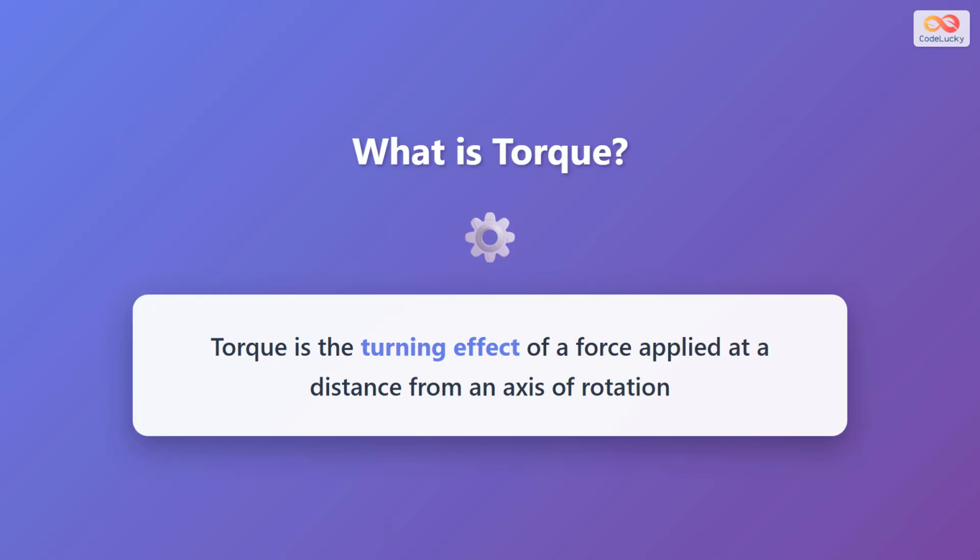So what exactly is torque? Torque is the turning effect of a force applied at a distance from an axis of rotation. Think about opening a door. When you push the door near the handle, far from the hinges, it opens easily. That turning effect you create is torque. The farther you push from the hinges, the easier it is to rotate the door.